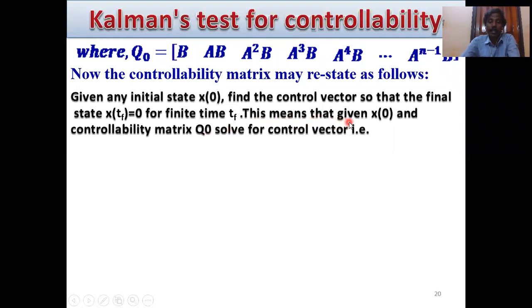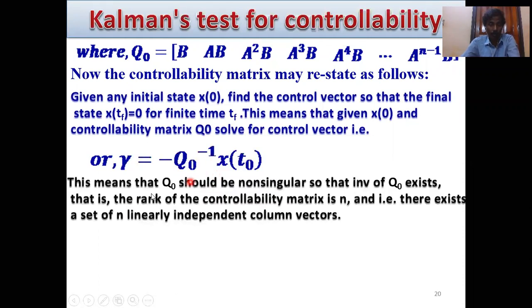This means that given x of 0 and the controllability matrix q0, solve for the control vector, that is gamma equals minus q0 to the power minus 1 x of 0. This means that q0 should be non-singular, so that the inverse of q0 exists, that is, the rank of the controllability matrix is n. This is the very important part. The rank of the controllability matrix q0 is n. That is, there exists a set of n linearly independent column vectors.